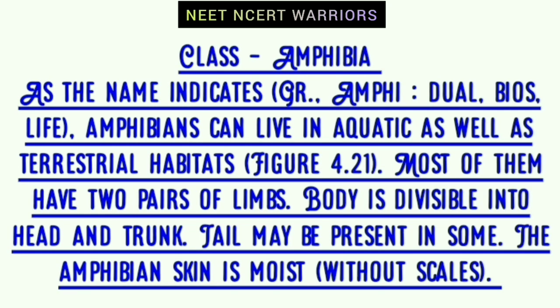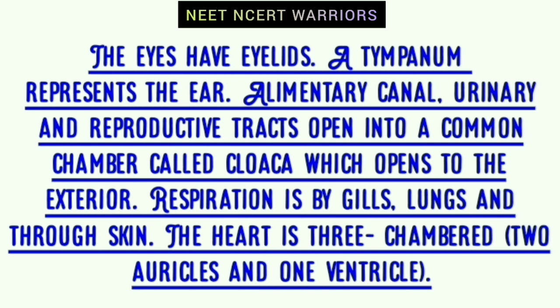Class Amphibia. As the name indicates, from Greek amphi, dual, bios, life. Amphibians can live in aquatic as well as terrestrial habitats. Most of them have 2 pairs of limbs. Body is divisible into head and trunk. Tail may be present in some. The amphibian skin is moist, without scales. The eyes have eyelids. A tympanum represents the ear.